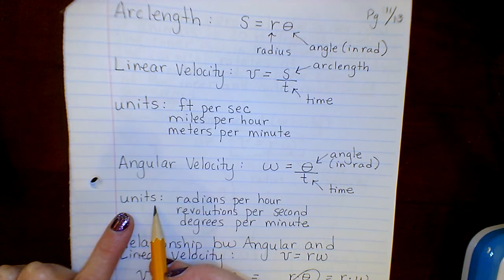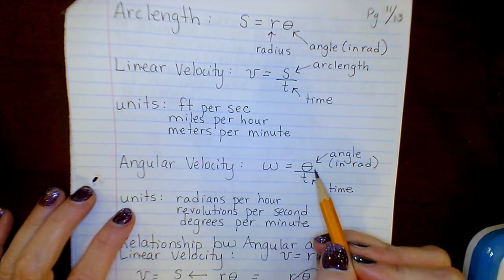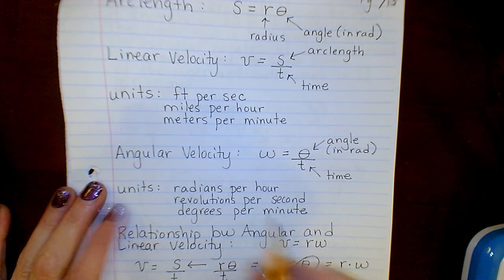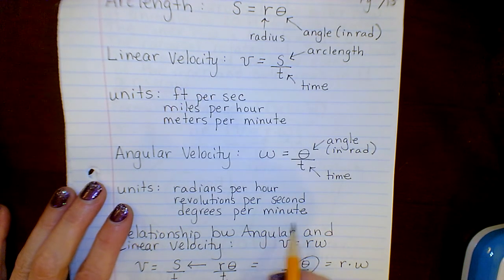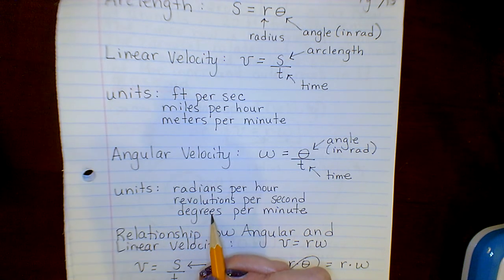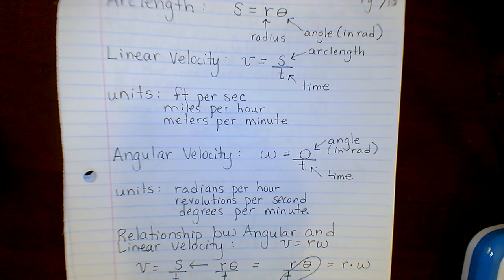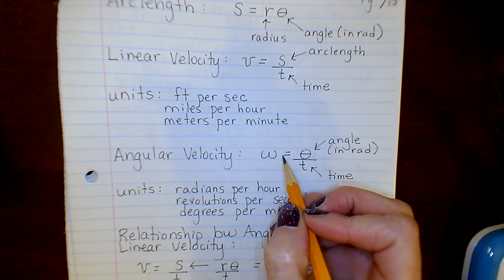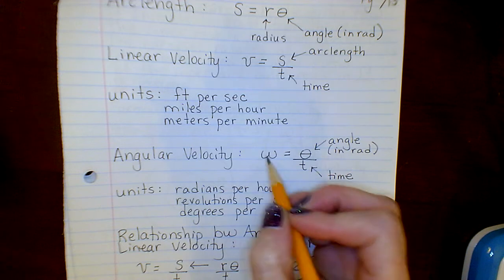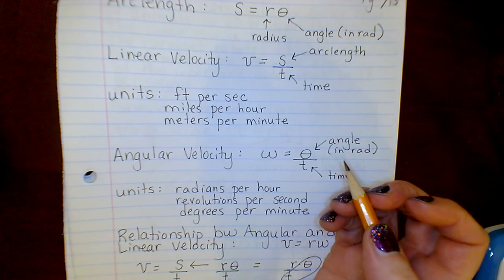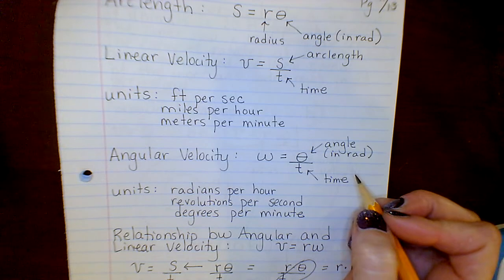The units for the angular velocity, because this is an angle, could be radians per hour. We could measure it in revolutions per second or degrees per minute. But notice all of these are units of angle measures. There's a relationship between the linear and the angular velocity. This looks like a W. It's actually a lowercase omega. So if you see it written all scripty and weird, it's the Greek letter omega, but we're just going to call it W. Be a little easier there.